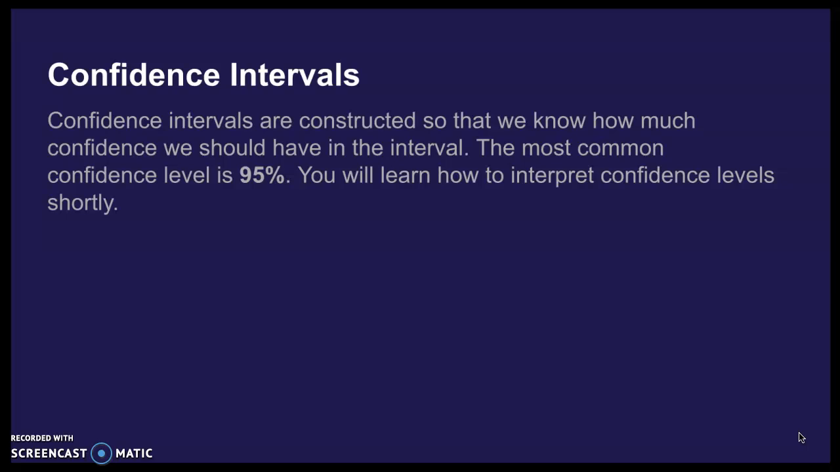Confidence intervals are constructed so that we know how much confidence we should have in the interval. The most common level is 95%, and you will learn how to interpret confidence levels shortly.